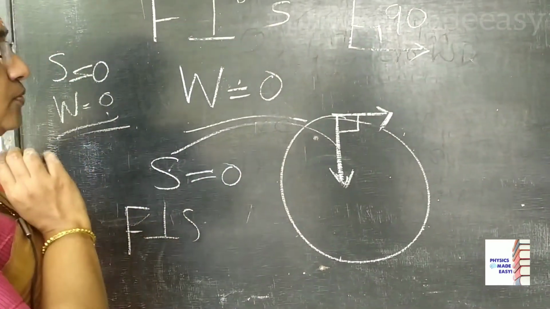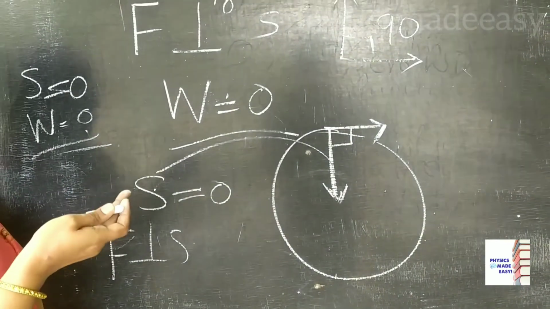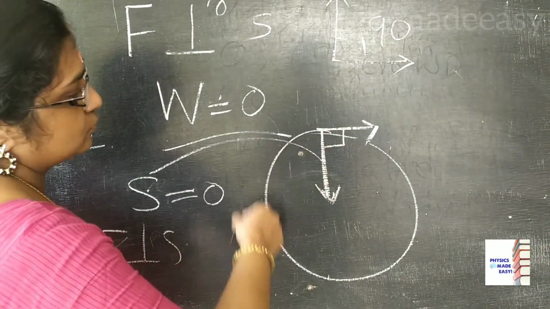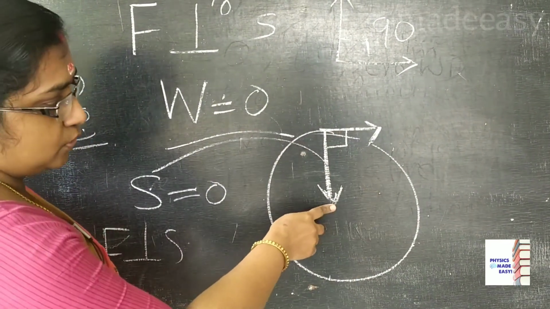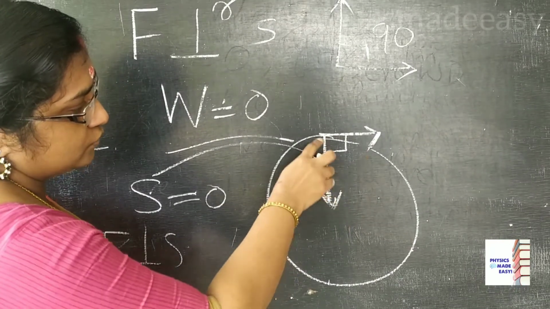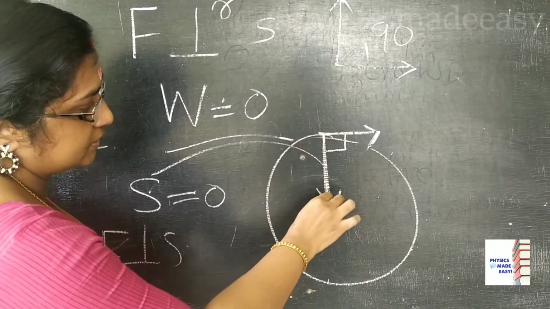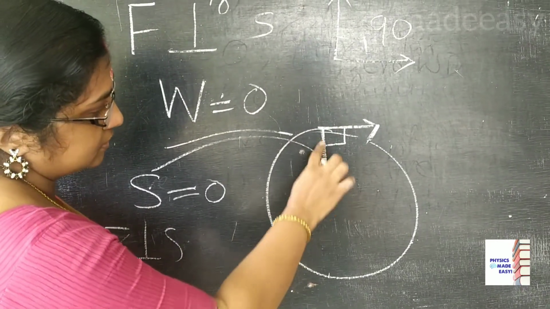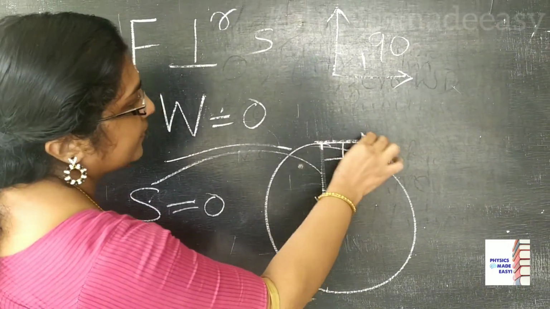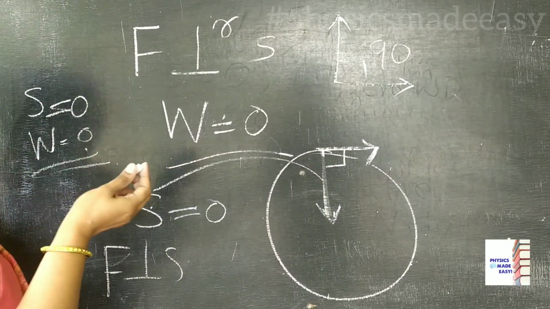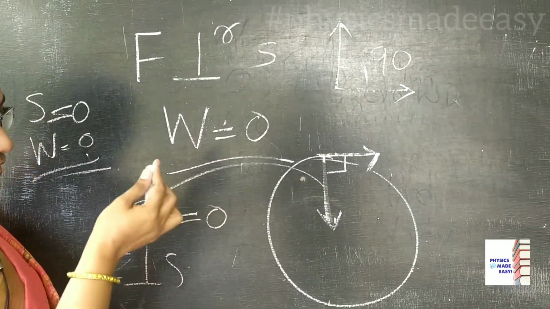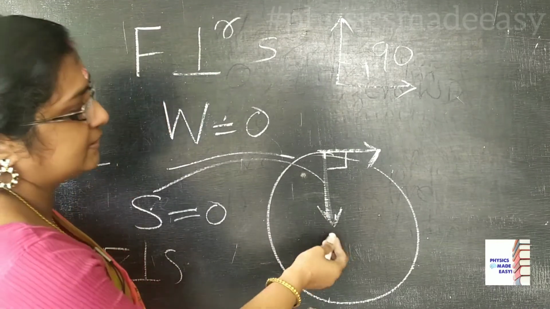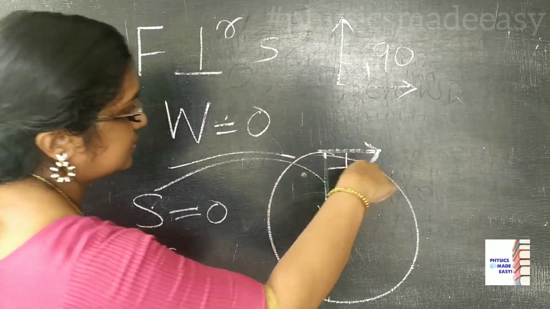In the case of satellites also, children, satellites move around the earth in a circular path. So here the earth applies a force on that satellite, which is towards the center. This force applied by the earth is towards the center. This is the direction of force. Here this is the direction of displacement of that satellite. Then we can say the work done by the earth on that satellite is 0.